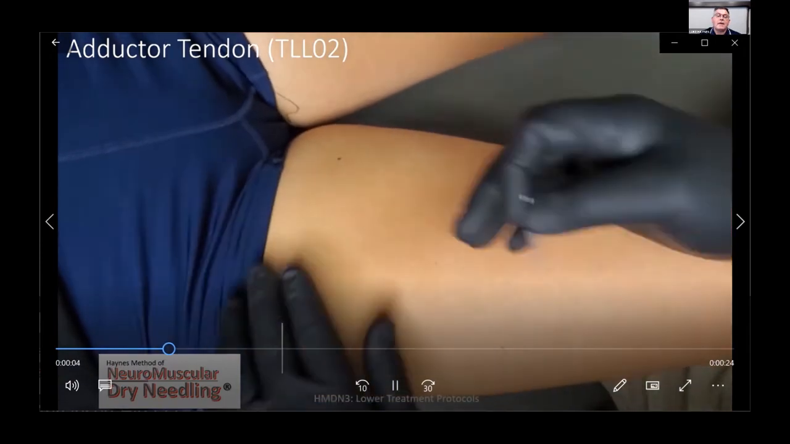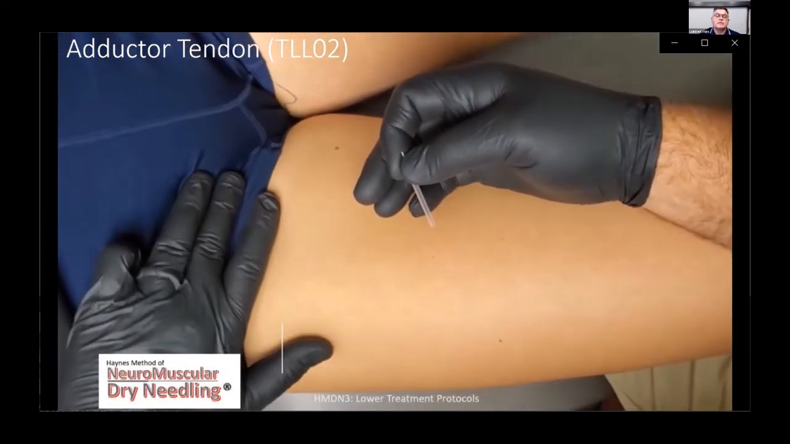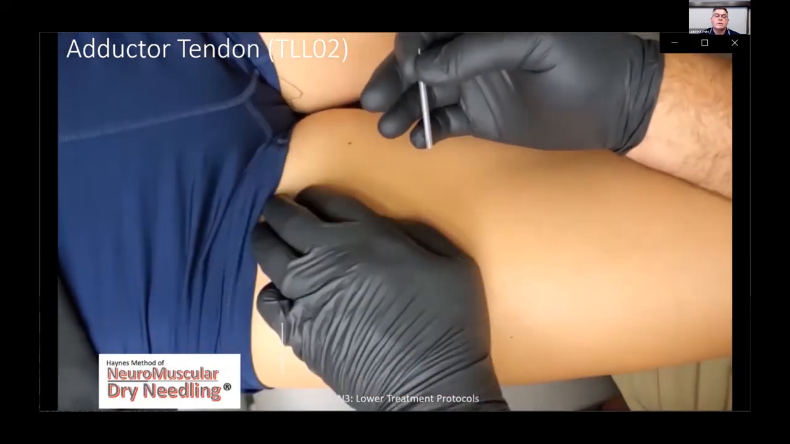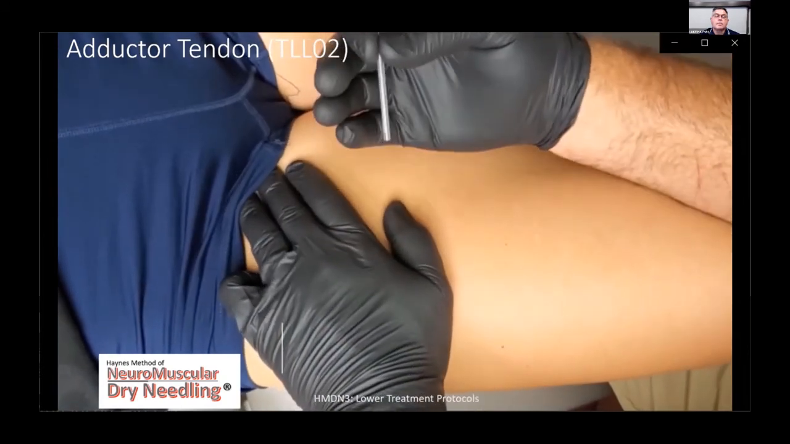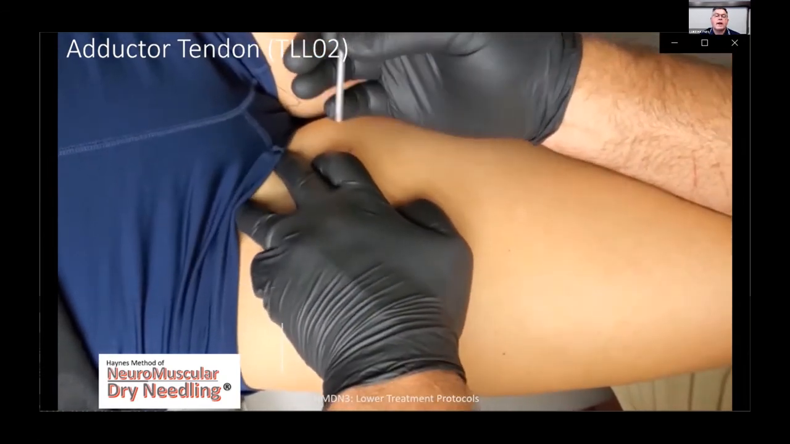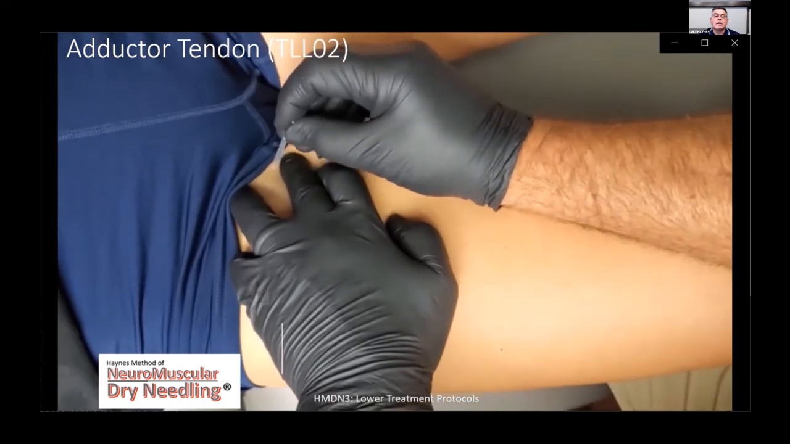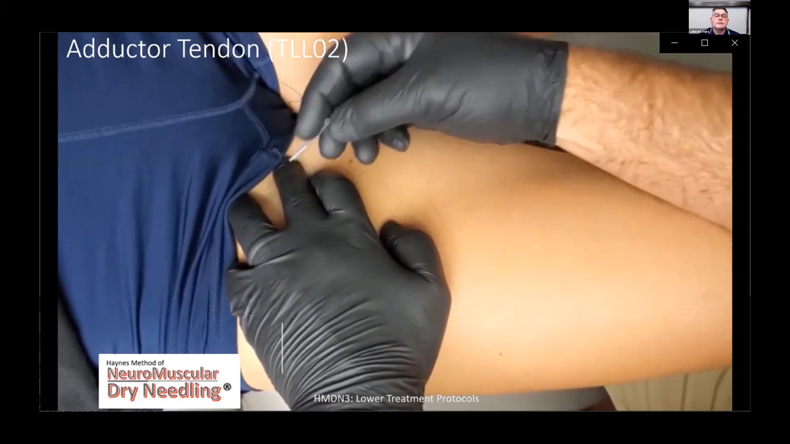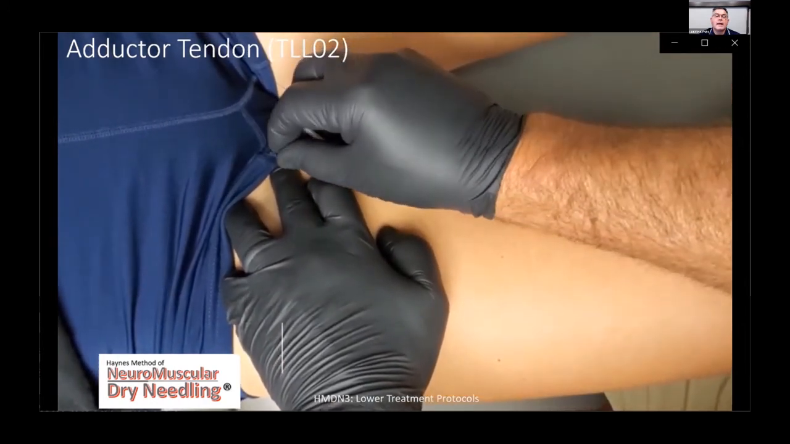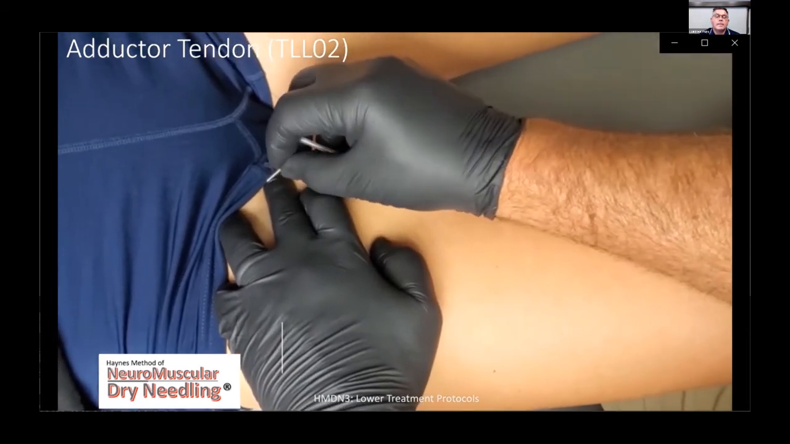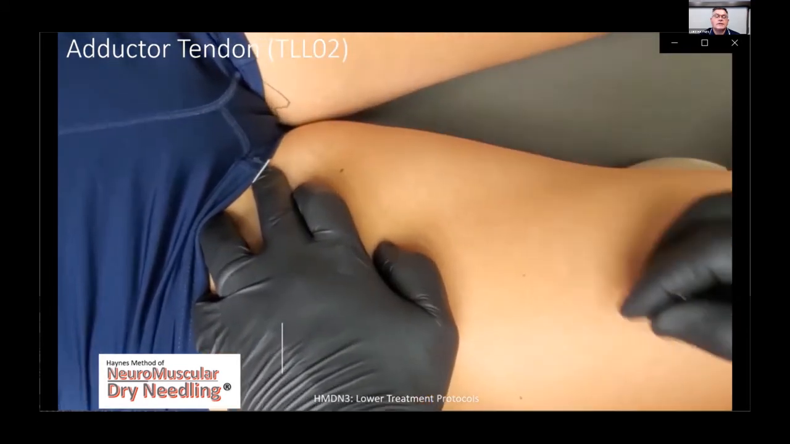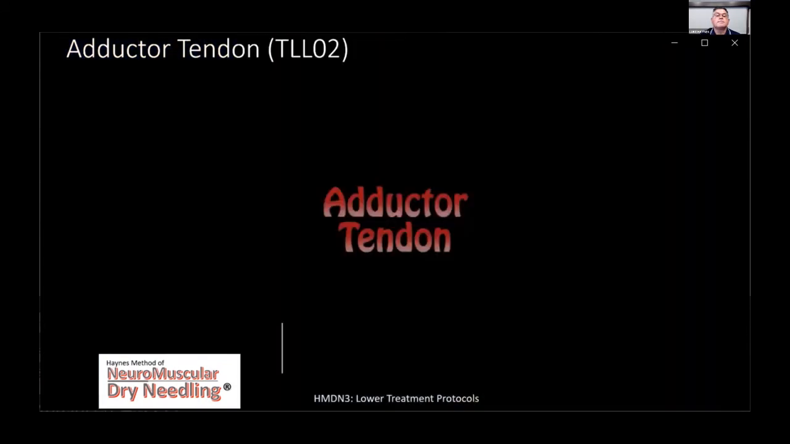So here I'll come in, find that symphysis pubis. I'm going to find that adductor tubercle or that adductor group right off. I'm going to drop, and I'm going to needle approximately 45 degrees into that adductor tendon. Actually, it's all 3 of those tendons.